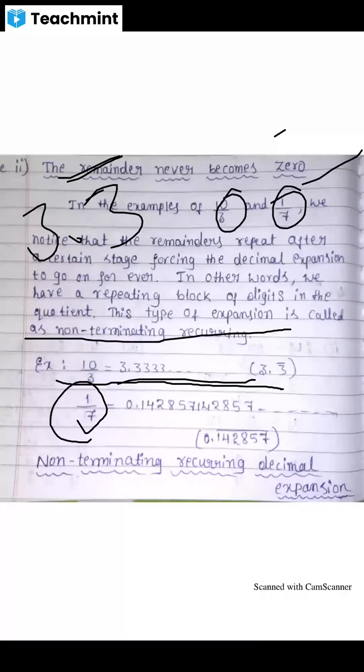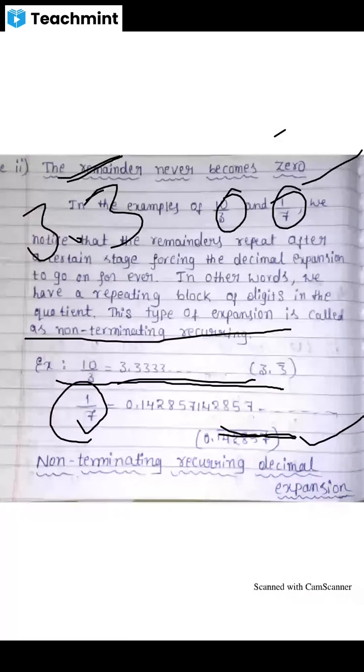Next, just revise the 1 by 7 operation. In 1 by 7, what did we get? 0.142857. Again 142857. Again 142857. So we got the repeating block in the form of 142857, 142857, 142857. How to represent this? Like this, 0.142857 bar.